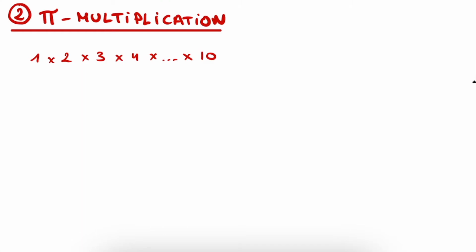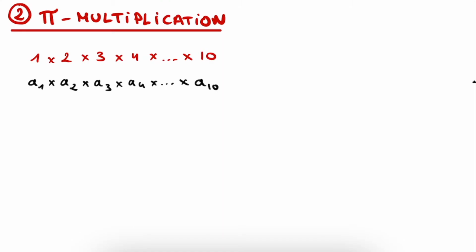The first step, of course, is to again denote each term in our multiplication with a general placeholder that has as a subscript the index of the place in the multiplication. So for the first place we have A1 multiplied with the second place A2, multiplied with A3, multiplied with A4, all the way up to the 10th place, A10.